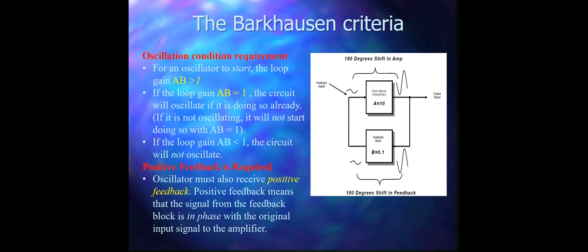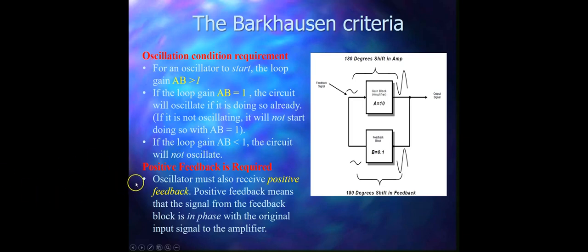But in order for your oscillator to work, you need to give a higher value. So once the oscillator starts, when AB is greater than 1, then you will put the gain at AB equal to 1. So for an oscillator to start, the loop gain AB must be greater than 1. If the loop gain is equal to 1, the circuit will keep oscillating if it is doing so already, but if it is not oscillating, it will not start doing so with AB equal to 1. It's the same thing. And what will happen if AB is less than 1? You know that the circuit will not oscillate.